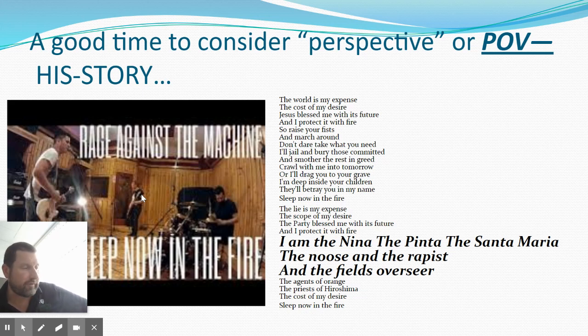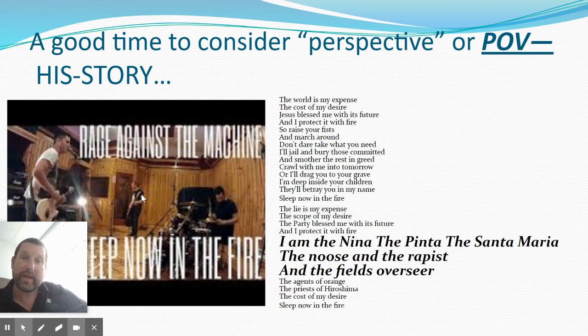One of my favorite bands, Rage Against the Machine. Was supposed to see them recently, but hey, worldwide pandemic. They have a song called "Sleep Now in the Fire," and you can see what Rage's perspective is when he talks about Columbus: "I am the Nina, the Pinta, the Santa Maria, the Newson, the rapist, the fields overseer."